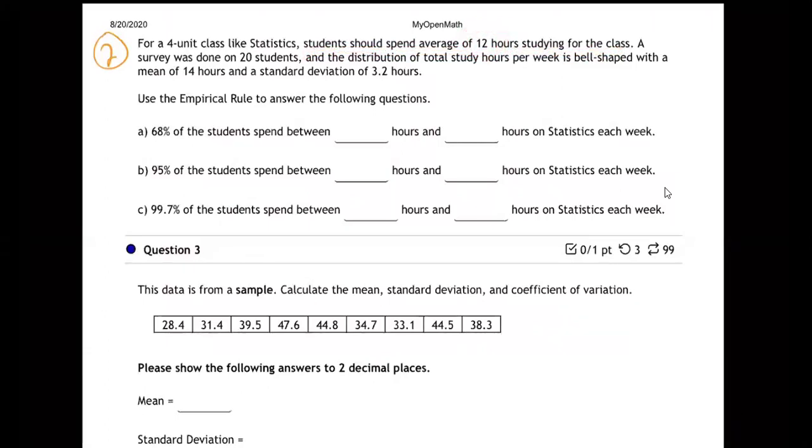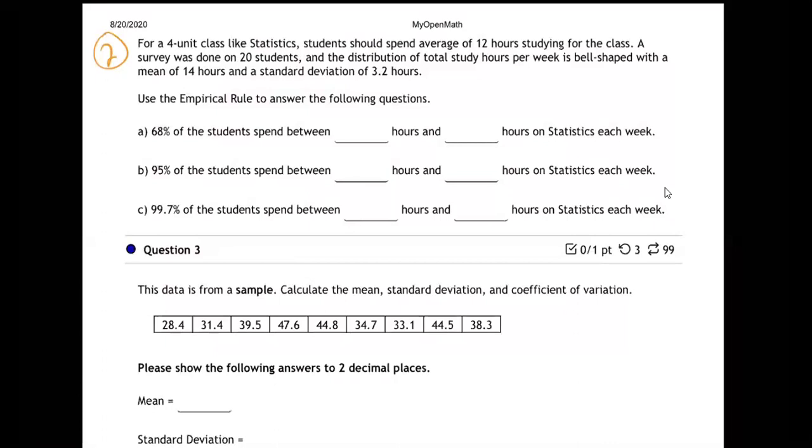Because they say, you know, the old college saying, 2 hours outside for every 1 hour inside. So if we spend 4 hours a week inside class, 4-unit class, that means you should spend 8 hours outside, so that's 12 hours a week total on the class. A survey was done on 20 students, and the distribution of total study hours per week is bell-shaped with a mean of 14 hours and a standard deviation of 3.2.